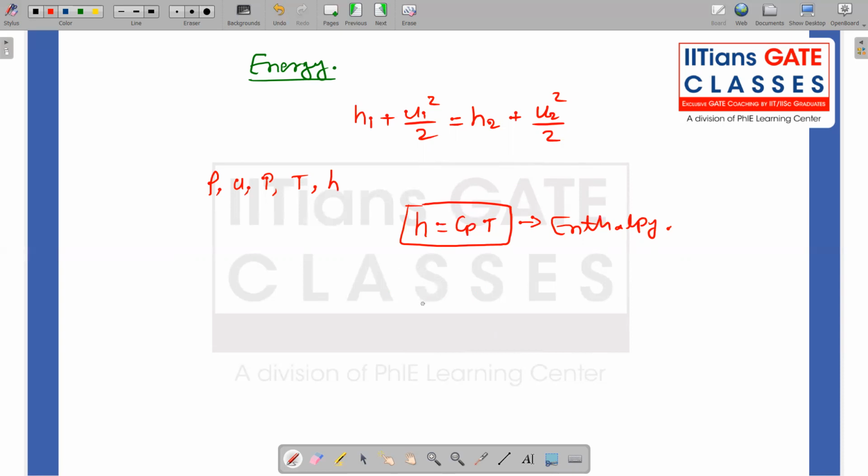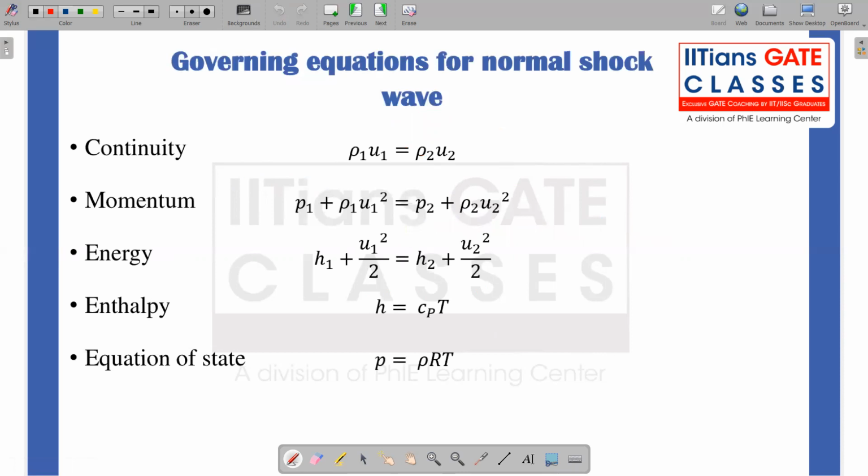And I have another relation, that is P equals rho RT. So that is the equation of state. So we are going to introduce these two new relations. So now we can address the unknowns. So these are my governing equations for a normal shock, and we can now go on and address the property change across the normal shock.